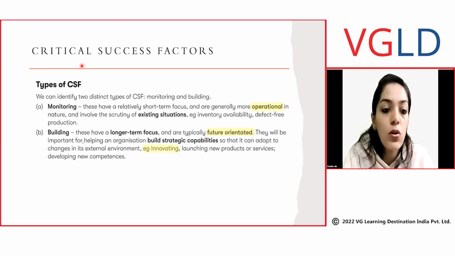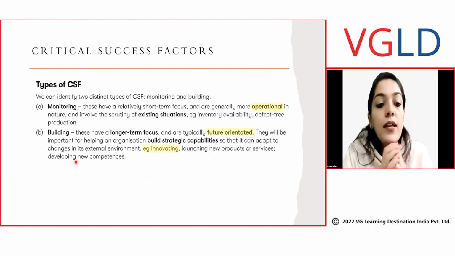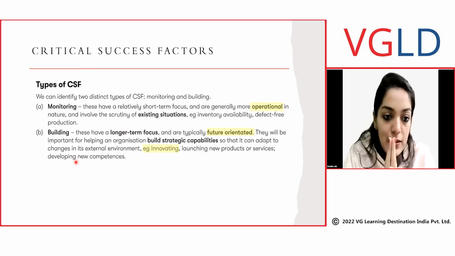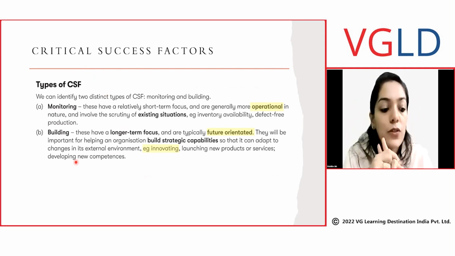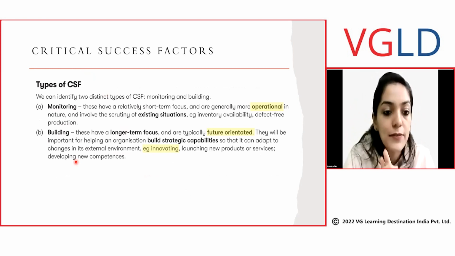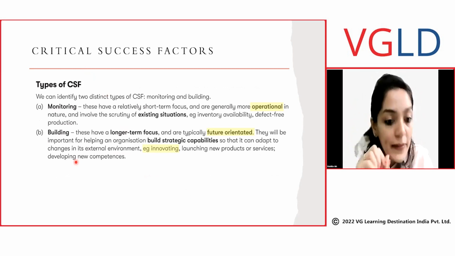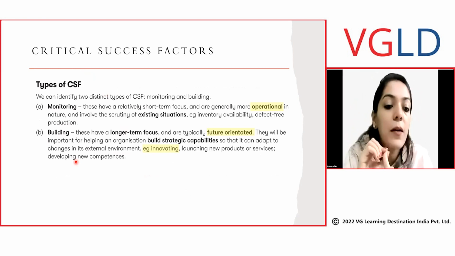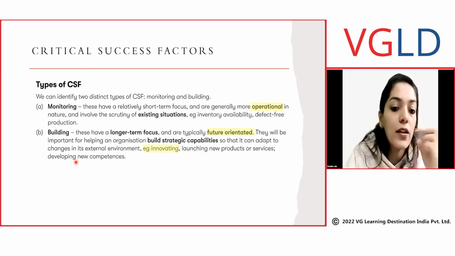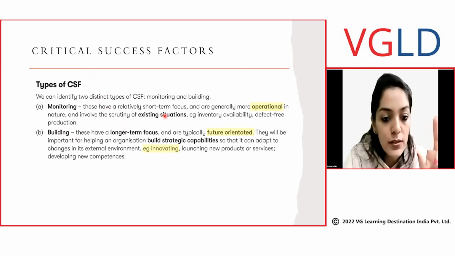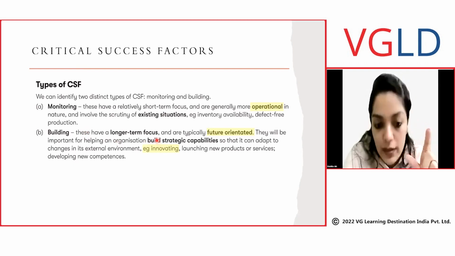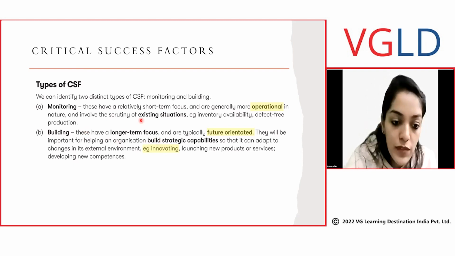Then types of CSF. So there are two distinct types. Remember this, okay? Two different types of CSF. First one is monitoring CSF and second one is building CSF. So monitoring CSF have a very short-term focus, whereas the building CSF have a longer-term focus. Then let's see what each one of them means.